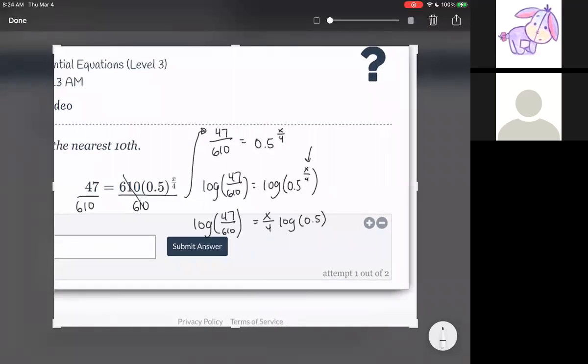Okay, and so from here, we can get the x over 4 by itself by dividing by log of 0.5. I know it's a little bit hard to see. We are dividing both sides. Trying to make it more obvious that we are dividing both sides by log 0.5. I know you can't really see my dividing bar, but we are dividing on both sides. So those cancel out. We get x over 4 on this side. And then on the left side, we get the fraction.